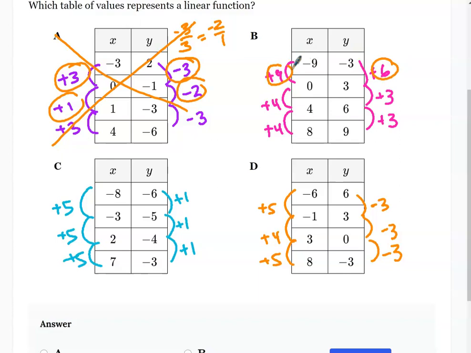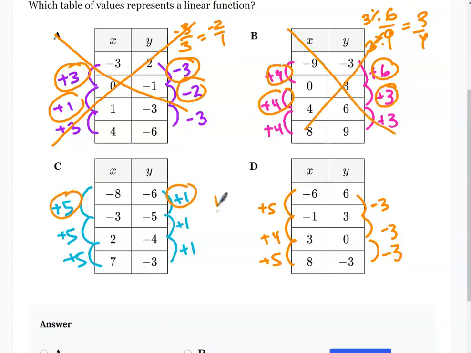For letter B, I've got 6/9 and then I've got 3/4. Well, I know this can be reduced by 3, but I'm not going to get 3/4. I'm going to get 2/3, so this is not a constant rate of change.